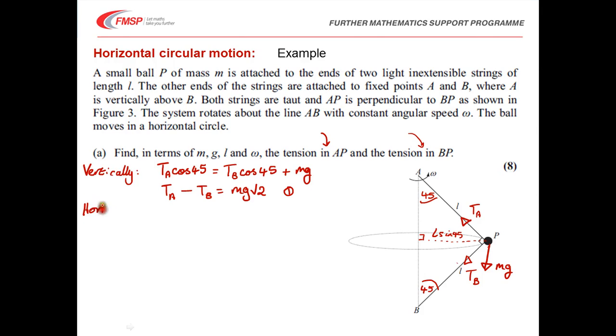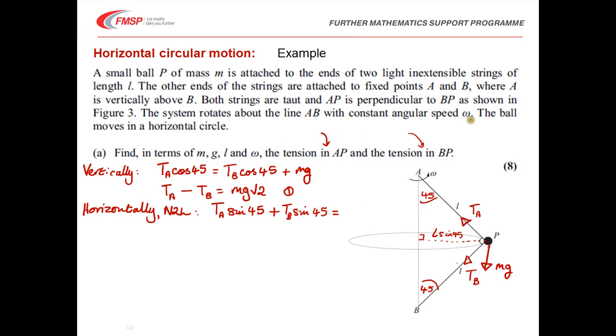Now we're going to try the horizontal direction. So horizontally, we've now got no balance of forces. We've got an acceleration towards the centre, so we're going to use Newton's second law here. The resultant force in the horizontal direction is a combination of components of TA, so TA sine 45, plus TB sine 45. Obviously the weight won't come into it because it's vertical. That's my resultant force towards the centre.